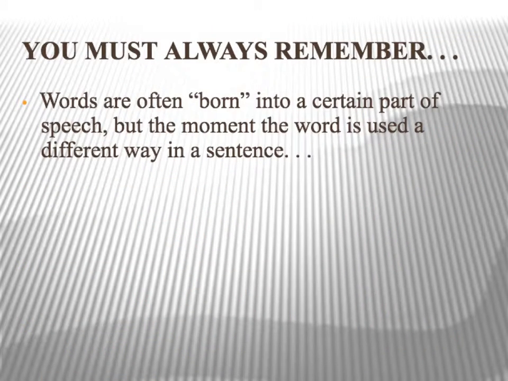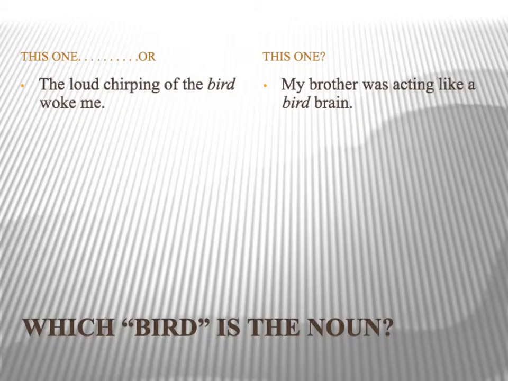Something to remember is that words are often born into a certain part of speech, but the moment the word is used a different way in a sentence, it becomes something else. So here we have 2 examples, and we need to determine in which of these examples the word bird is being used as a noun. The loud chirping of the bird woke me, or my brother was acting like a bird brain. So what do we do if we're not sure? Bird is spelled the same, it looks the same in both sentences. So how would we know? I'm going to give you some tips on how to determine if something's being used as a noun.